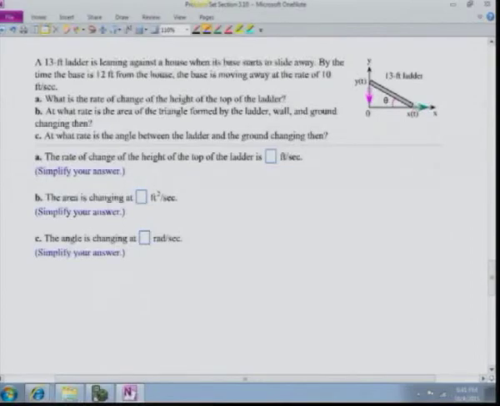Geometry never gets to leave us. You engineers, you should know those. Yeah, base times height divided by 2. Oh, that is the same thing. Yeah.